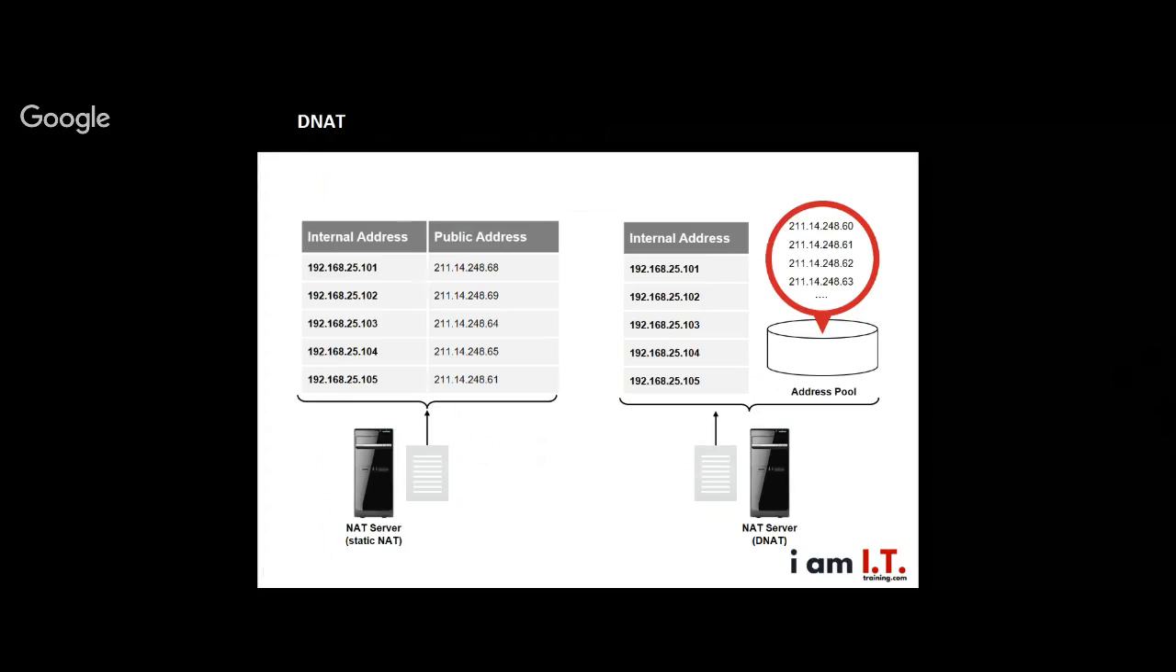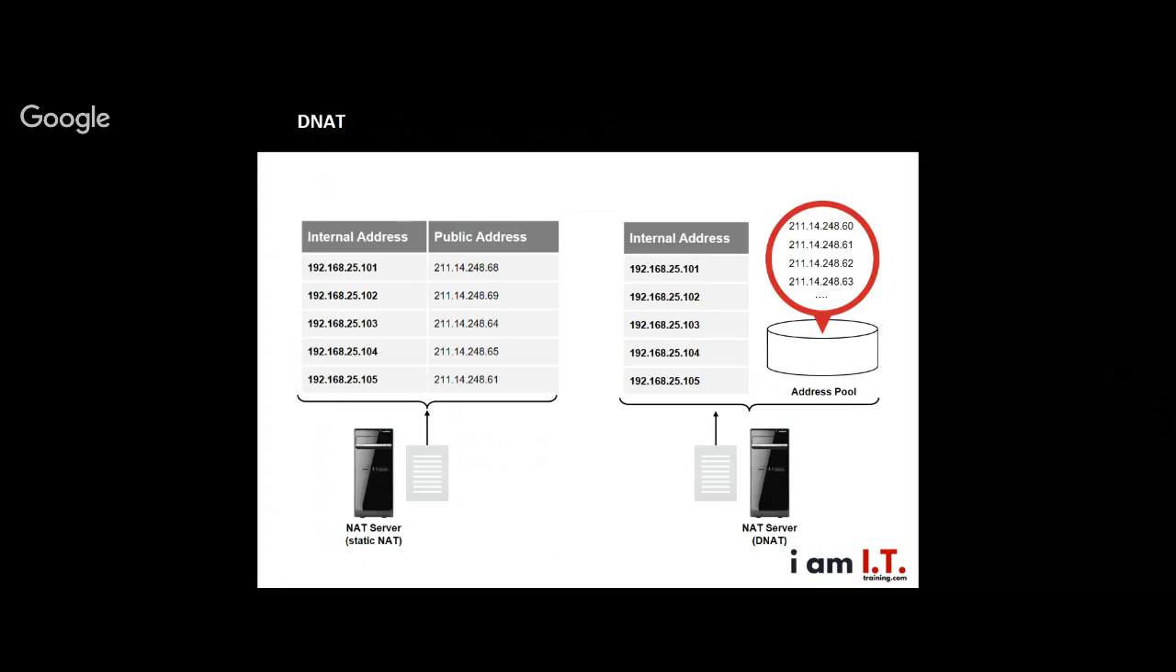So DNAT is dynamic NAT. So let me back up a little bit. You have static NAT and dynamic NAT. Static NAT means that there is an internal address mapped to a specific public address. So this takes us out of that one-to-many situation and puts us in a one-to-one situation.